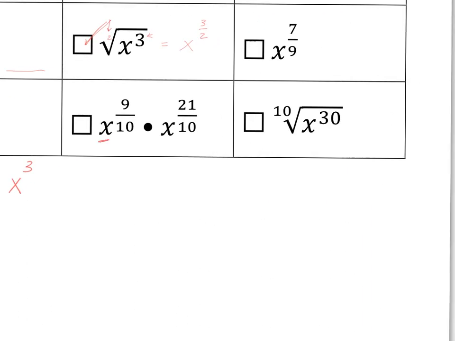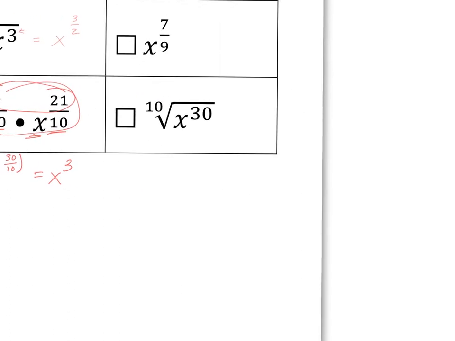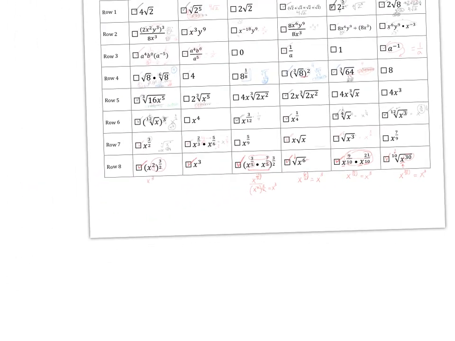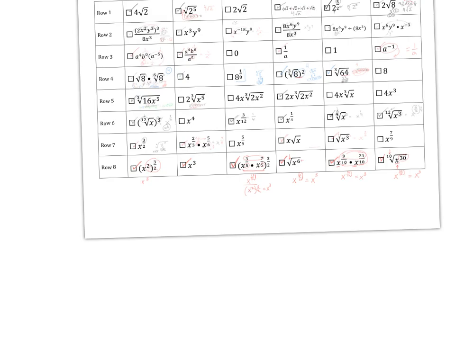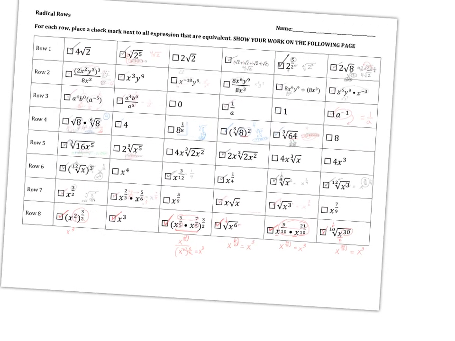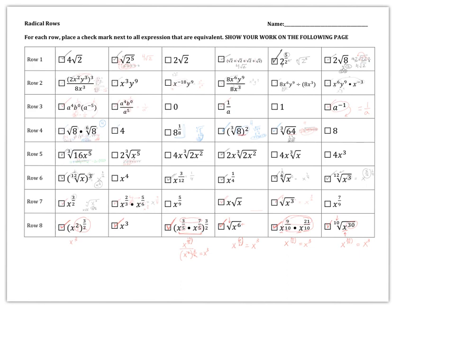Right here, I've got two like bases that are being multiplied, so I'll keep the base the same, and I'll add their exponents. I need to keep common denominators, so I'll keep that common denominator for my answer, and I'll add those together. 9 plus 21 is 30. And then if I reduce, 30 divided by 10 is 3. So this is x to the 3rd, so I'll check that box as well. And then finally, I've got this guy, which I can change to exponential form. Here's my base raised to a power of 30 over an index of 10. And again, 30 divided by 10 is 3, so this is x to the 3rd in disguise. So I checked every single box in that row, every single one reduced to x to the 3rd. Okay, I think I've got it, and I've got my final answers. Some of them are checked, some of them are blank, and that wasn't too bad.